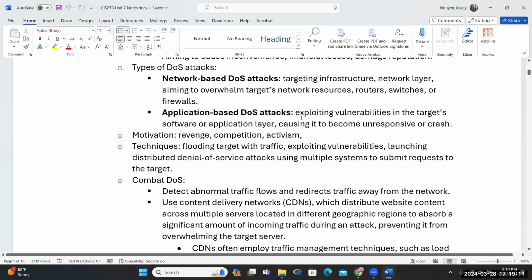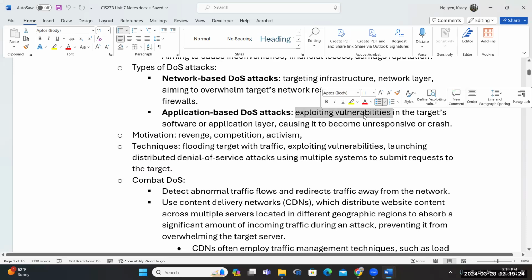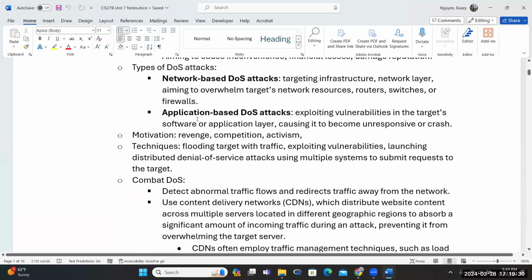There are 2 types of DOS attack, and I kind of wanted to break it down. The more common one that you see is going to be network-based attack. And then the other one is the application-based attack. Basically, you have to scan for vulnerability. We talked about this before. We've done a lab when we scan for vulnerability. But it capitalized on software application and software vulnerability.